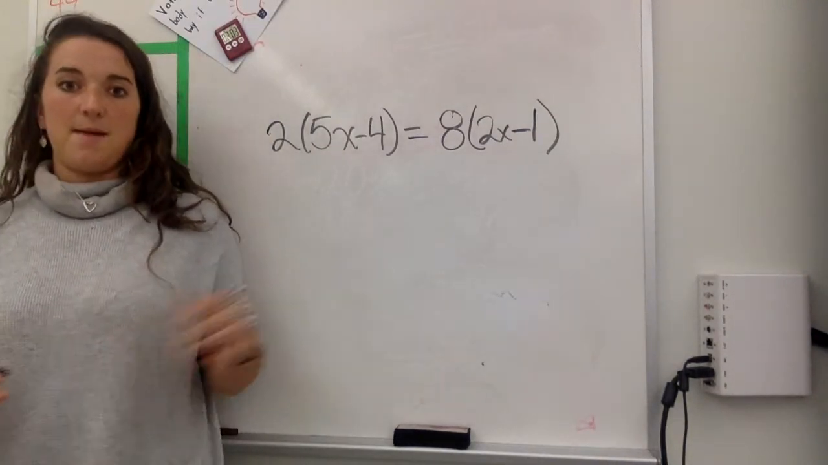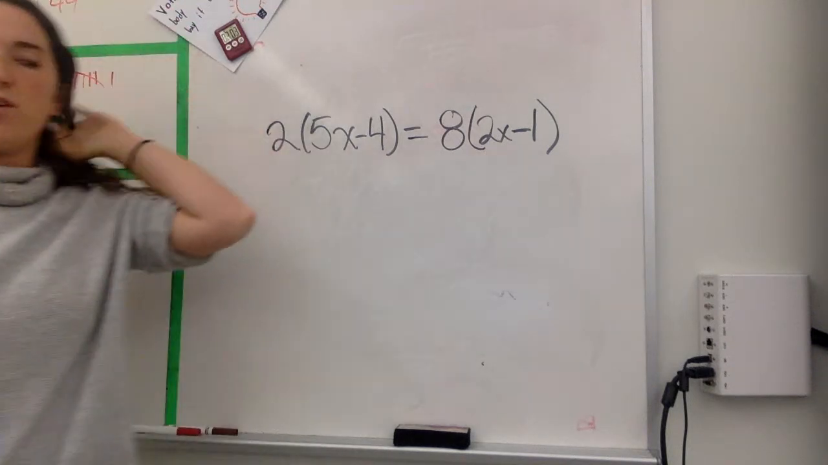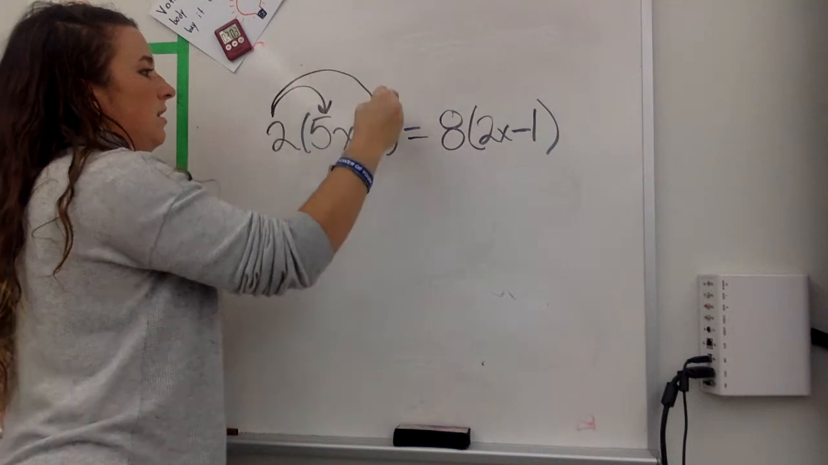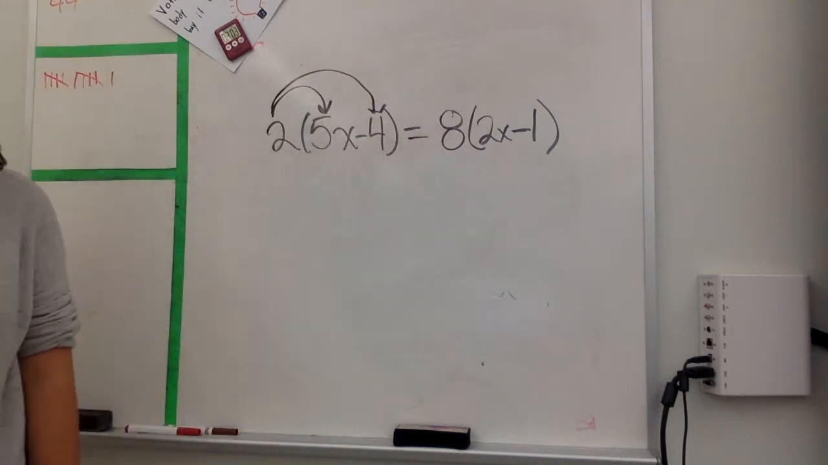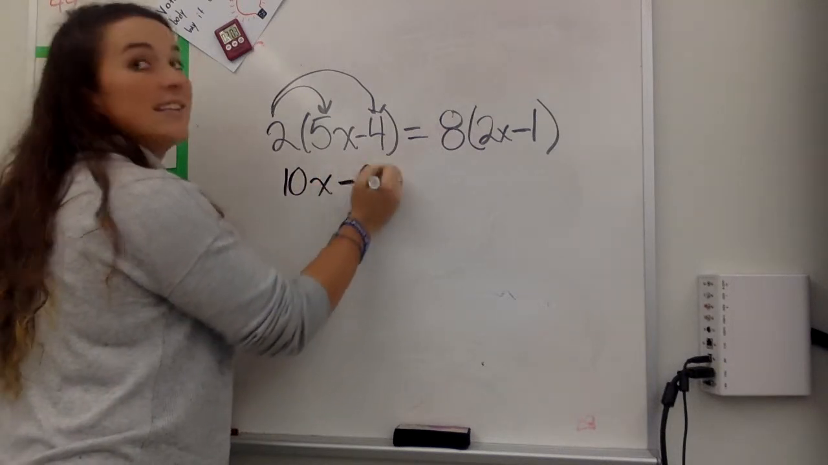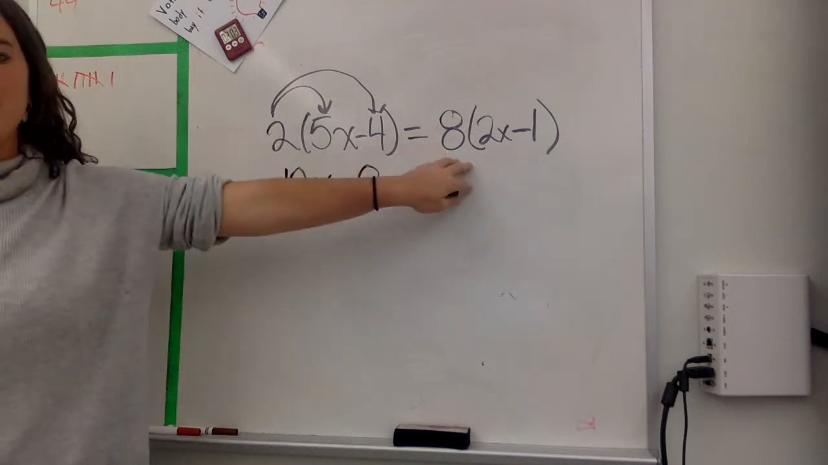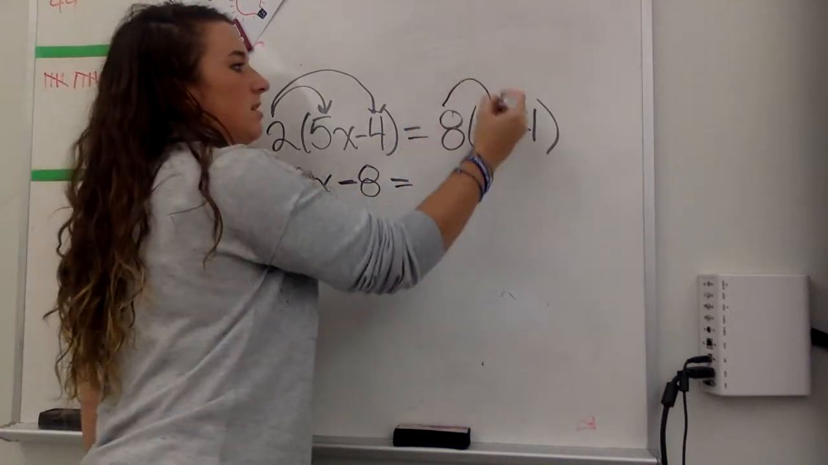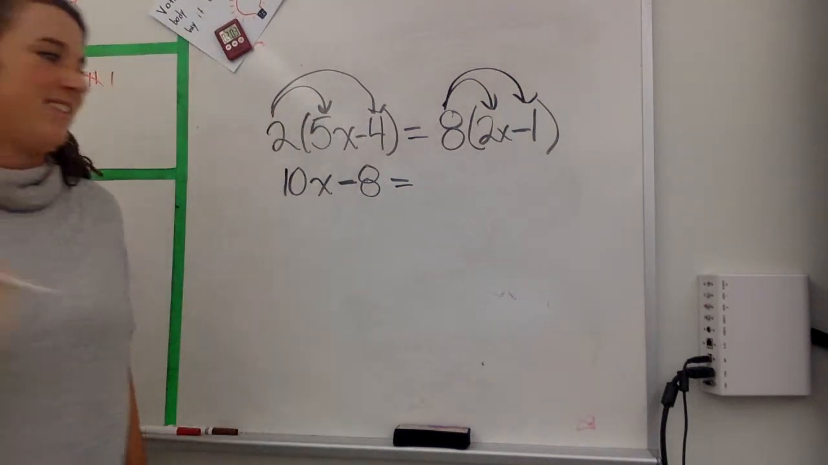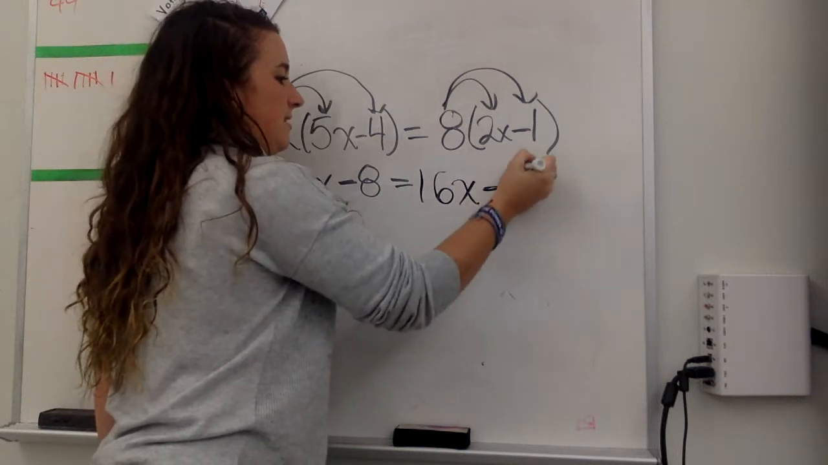Moving on to the next problem. Now we can distribute on both sides of our equation in order to solve this. So let's start with distributing on the left side. What will we end up with when we distribute? We'll have 10x minus 8. We can also distribute on the right side of the equation. What will we end up with on the right side when we distribute? We'll have 16x minus 8.